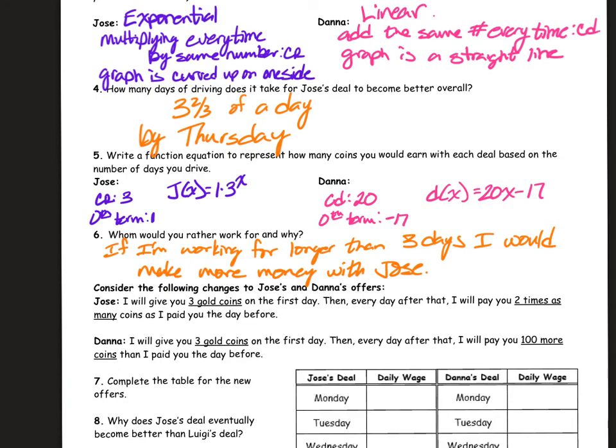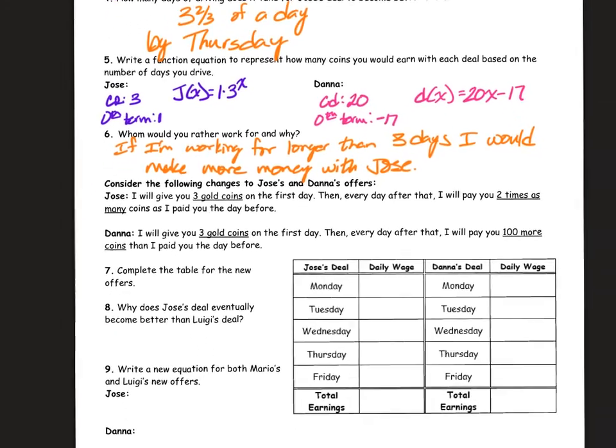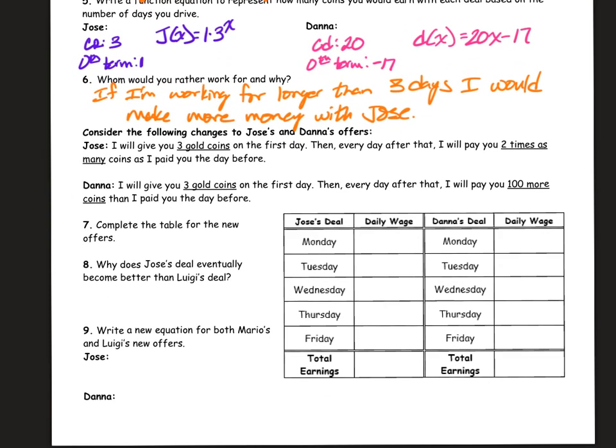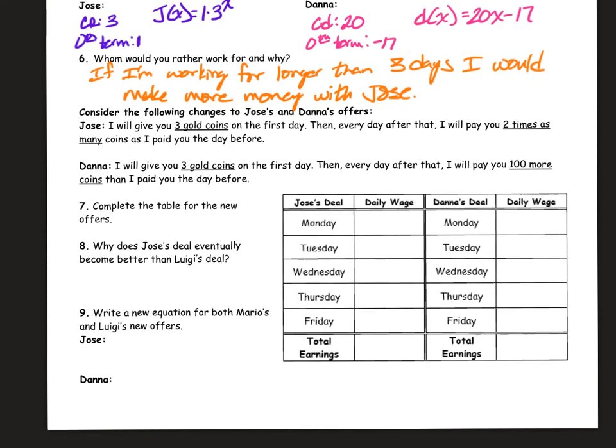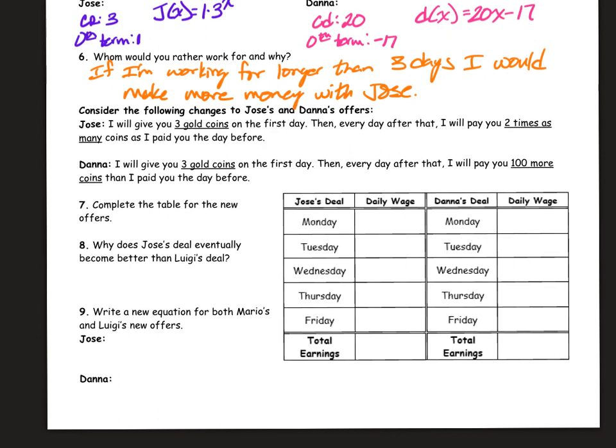So now what you guys are going to do in the rest of the Nearpod will be these questions, and I'm going to have them written out just like a question would be, and you're going to answer them. They give you two new situations with Jose and Donna. You're going to complete the table, tell why Jose's deal eventually becomes better than Luigi's, and when it becomes better, and then writing a new equation for Jose and Donna. Okay, so you're going to do that for your homework in the Nearpod, and then you're going to be ready to take the chapter test.